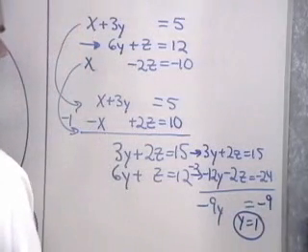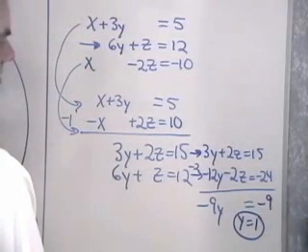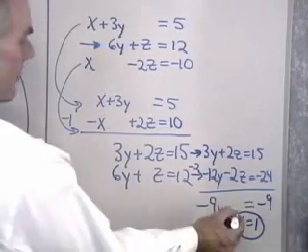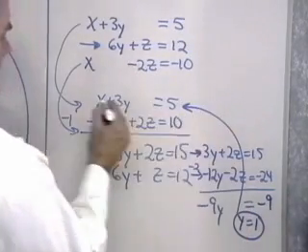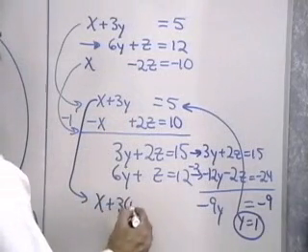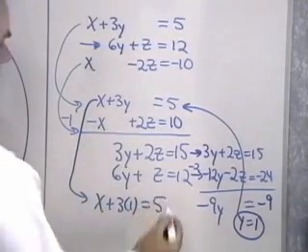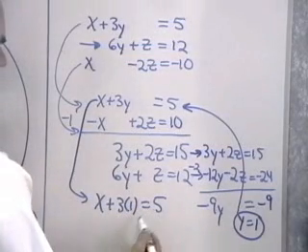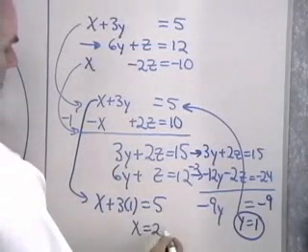I'll take that and substitute it back into an equation that just has y and another variable. How about if I substitute this back into this equation? Then I get x plus 3y equals 5. So x plus 3 is equal to 5. That means x is equal to 2.